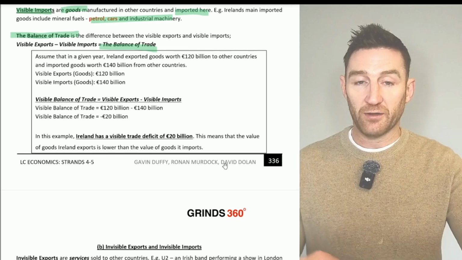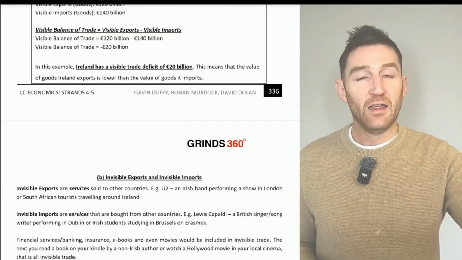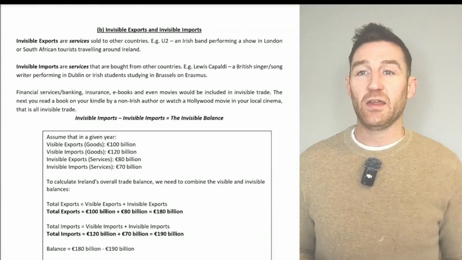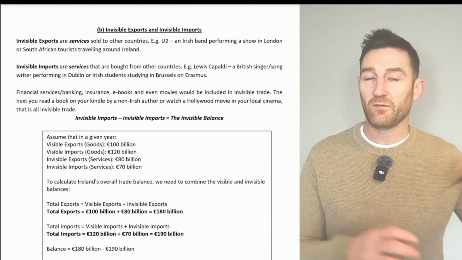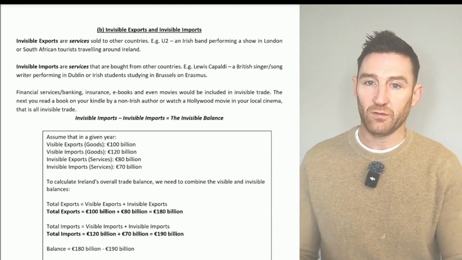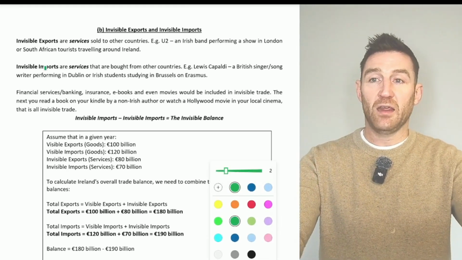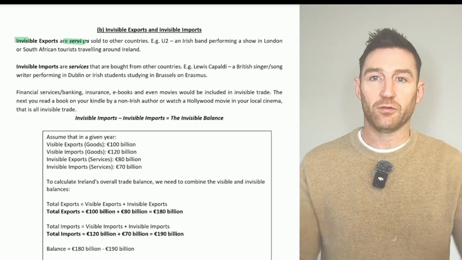So that's the first part. It is the balance of trade. The next part on the current account, part B, is invisible exports and invisible imports. This is very similar, but we're just focusing on services here. So make sure that you can explain them. Invisible exports are services sold to other countries.